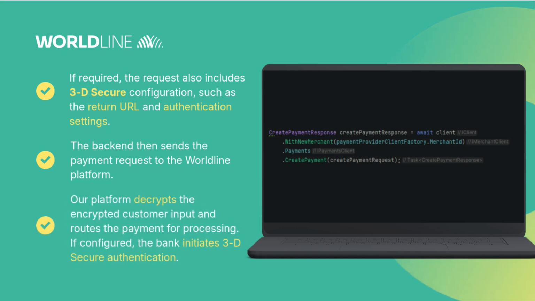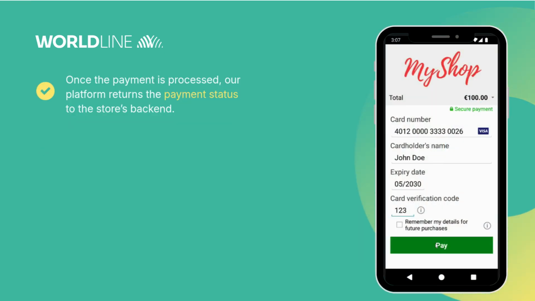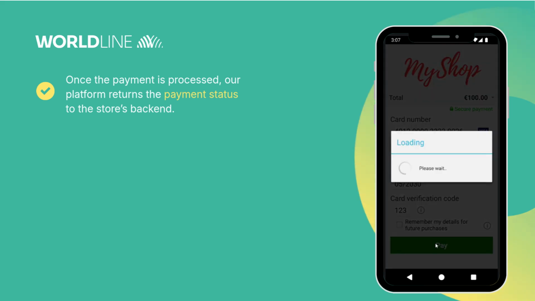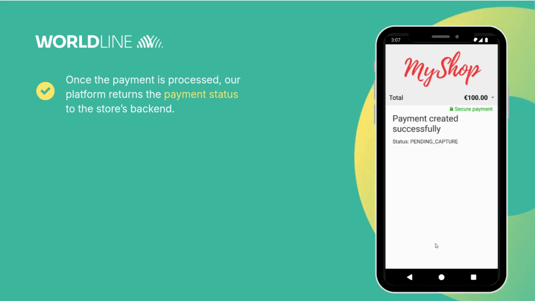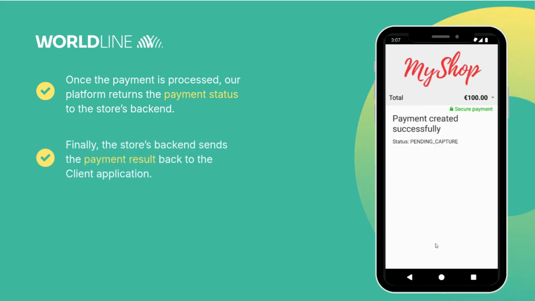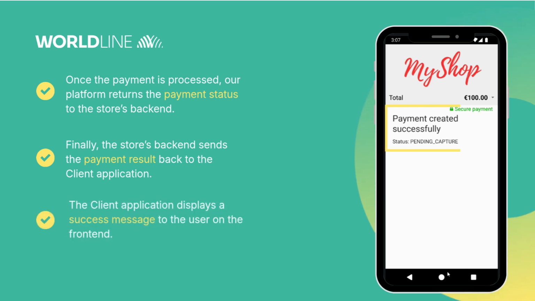Our platform decrypts the encrypted customer input and routes the payment for processing. If configured, the bank initiates 3D secure authentication. Once the payment is processed, our platform returns the payment status to the store's backend. Finally, the store's backend sends the payment result back to the client application. The client application displays a success message to the user on the front end.